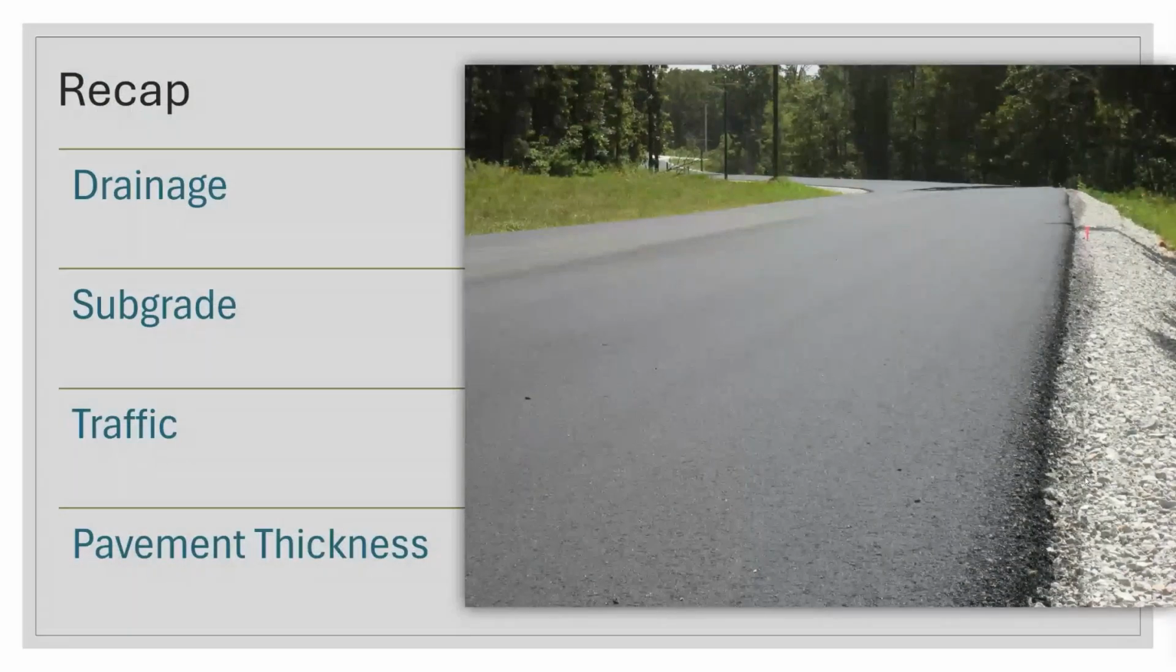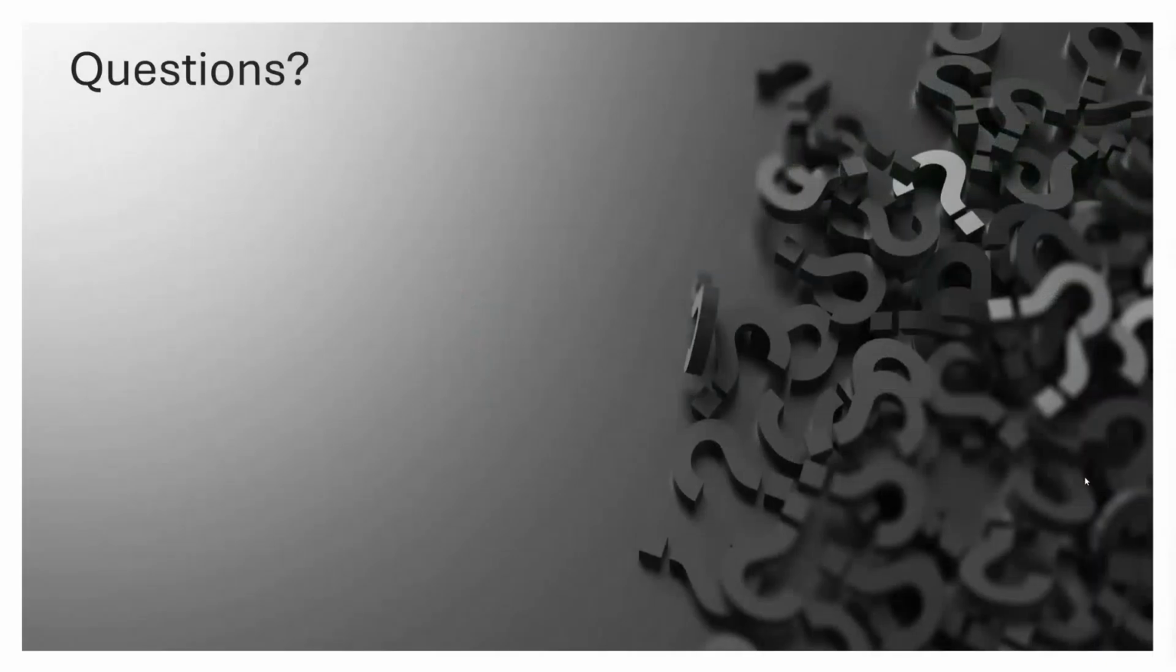So, just recapping: first thing is drainage. Second is get an accurate characterization of your subgrade, count your traffic, forecast as best you can, and then we're coming up with a pavement thickness. So that is, I think, pretty much it.